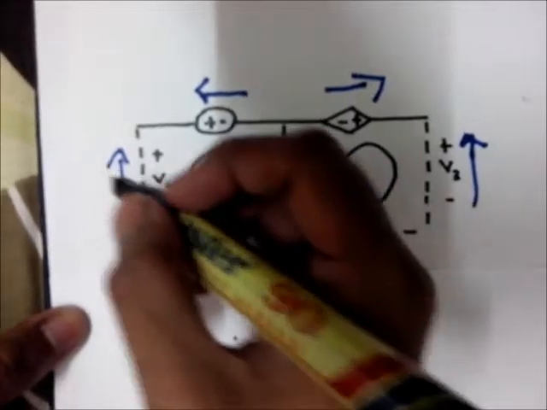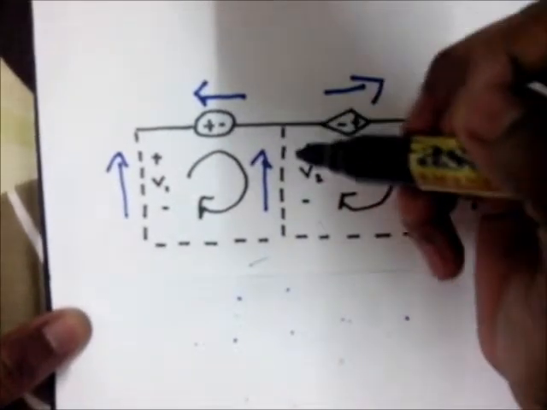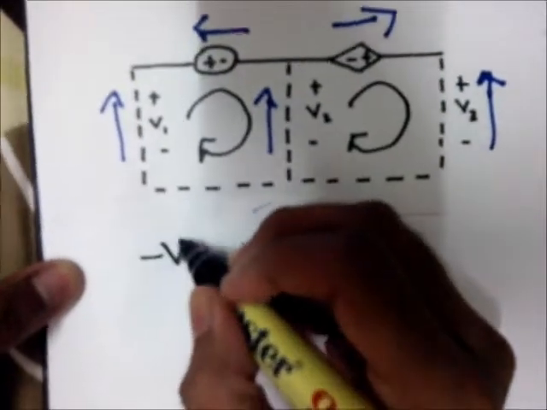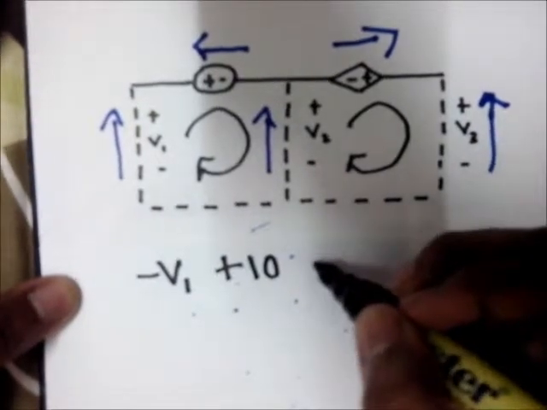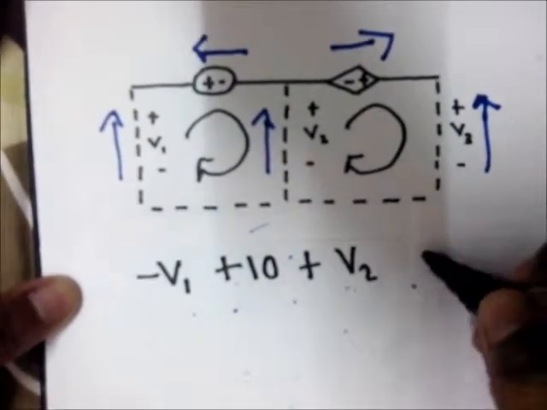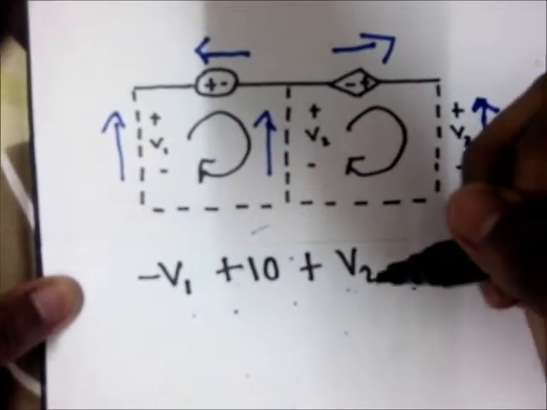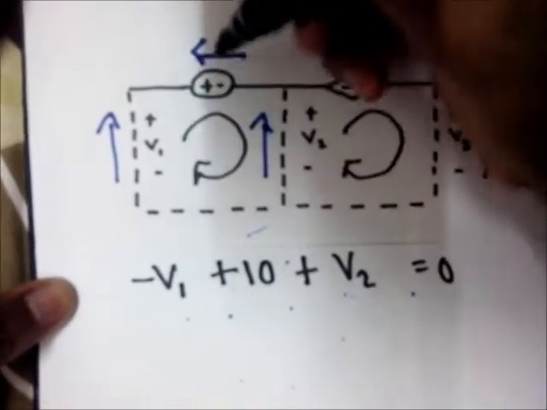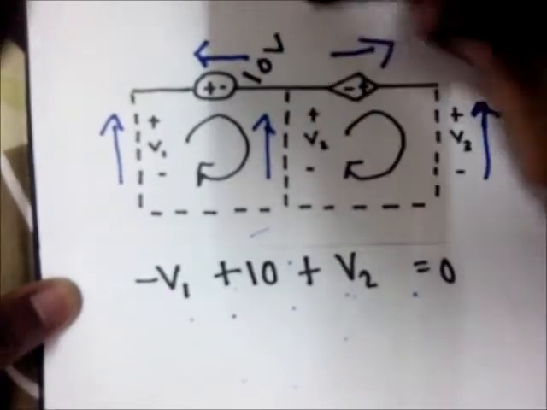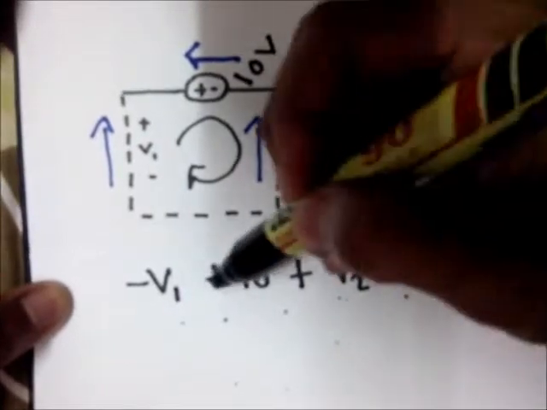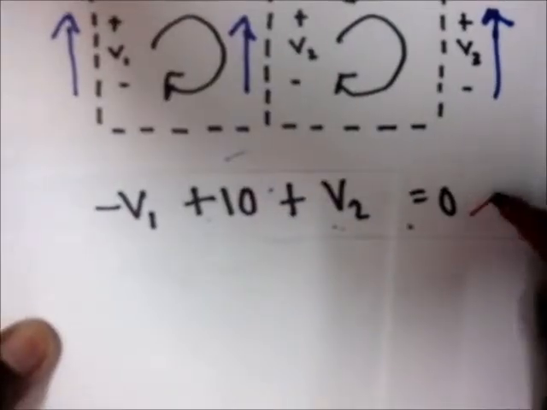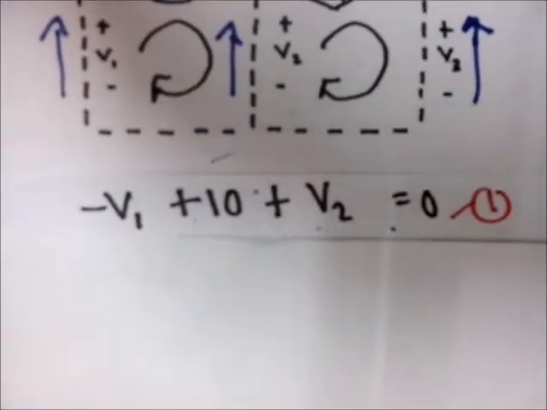The first equation: negative V1 plus 10 volt plus V2 equals 0. This equation is formed by V1, the 10 volt source, and V2. V2 and the 10 volt are in the same direction, that's why they are positive. V1 is not in the same direction, so it becomes negative. This is the first equation.